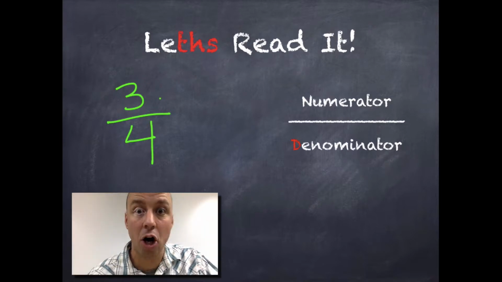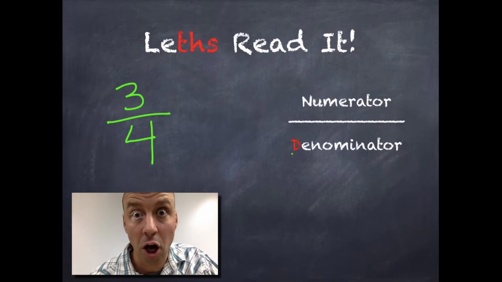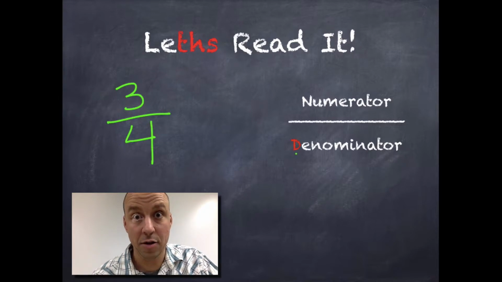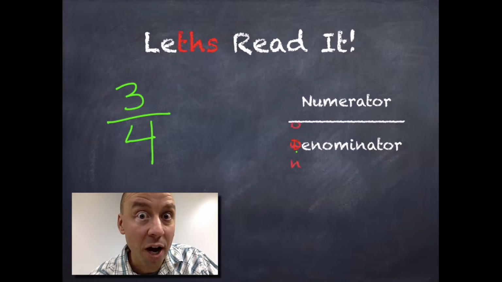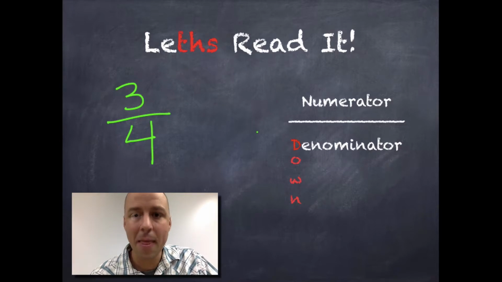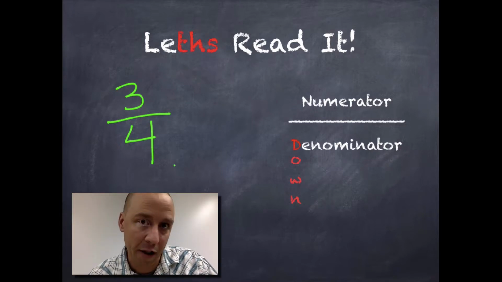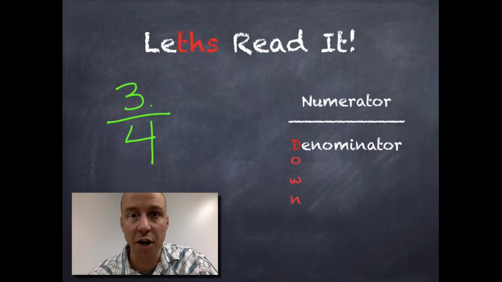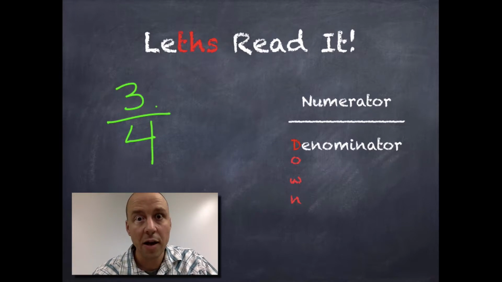Say denominator. Now, good. Now look, I've highlighted the D. There's a reason for that. Because D and down start with the same letter. And guess where the denominator is? It's down here on the bottom. D, down, denominator. That's how I always remembered it. And that made remembering where the numerator was easy, because I knew the one with the D, the denominator, was down on the bottom. So that means the numerator is the number up on top. Okay, not so bad. All right, so now we know the names of the parts, the numerator and the denominator.